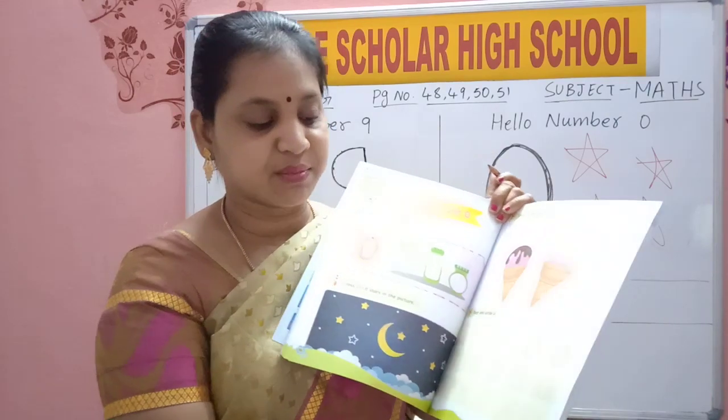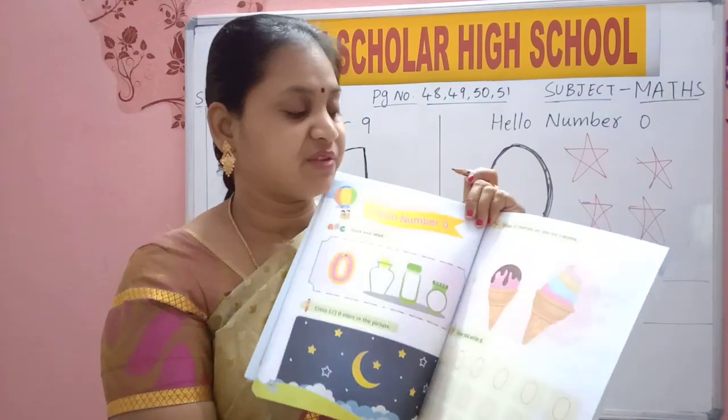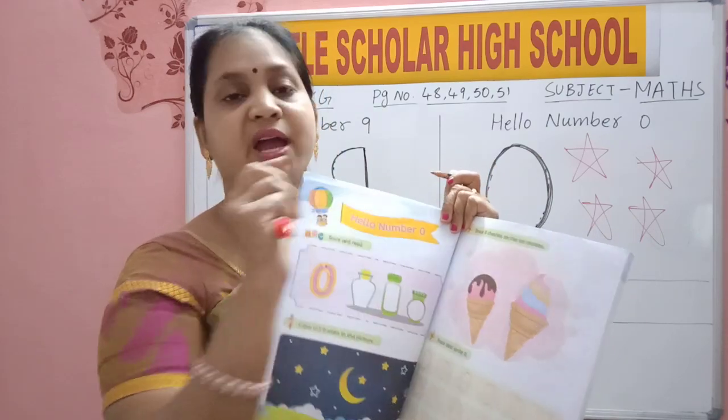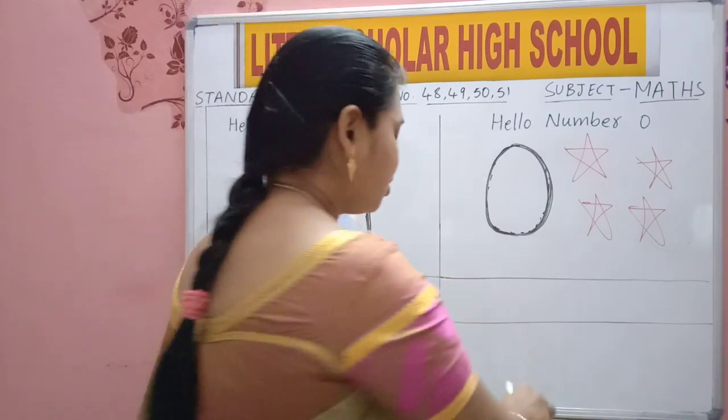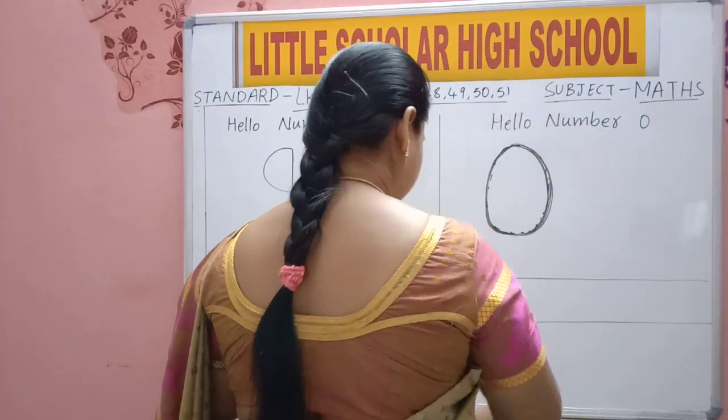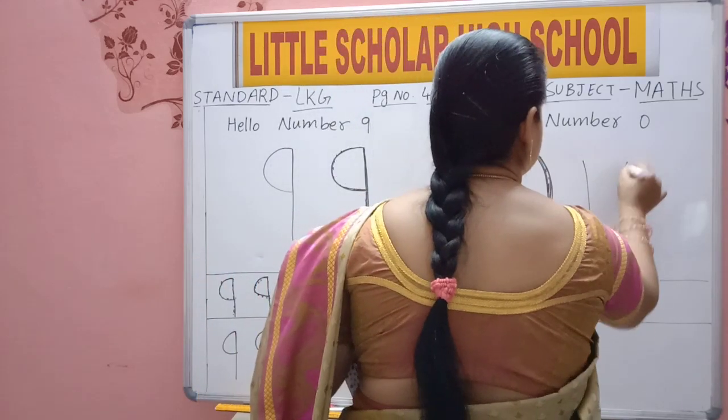Now move to page number 51. Draw 0 cherries on the ice cream. Yes, draw 0 cherries on the ice cream. This is ice cream.